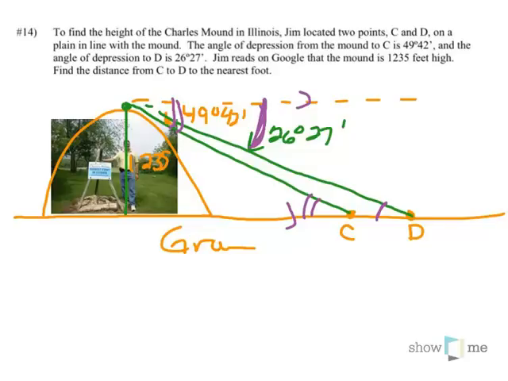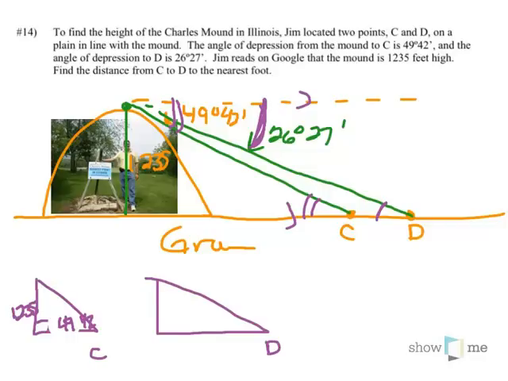So basically we have two triangles. We have this one here. This is 1235. This angle down here is 49 degrees, 42 minutes. And I have this bigger triangle. And this angle is 26 degrees, 27 minutes. Hope you can see where this is going.